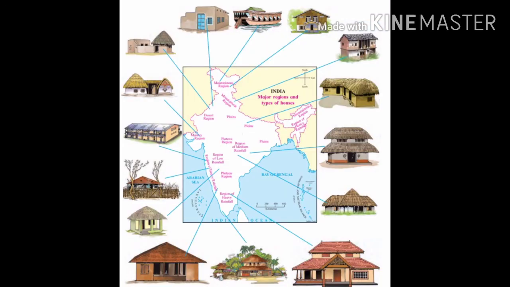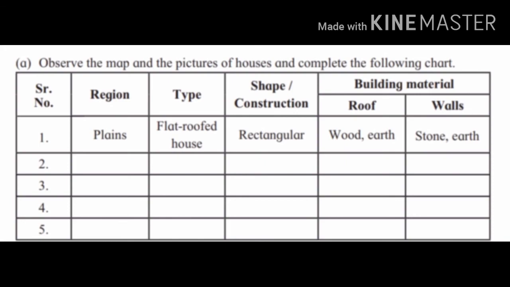Now students, a small activity. Observe the map on page 52 and the pictures and complete the following chart. You have to find out the regions, the type of the house, the shape and the construction of the houses, and what building materials they have used for roof and for walls. They have given the first one.